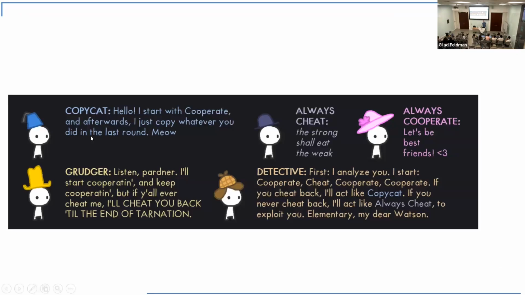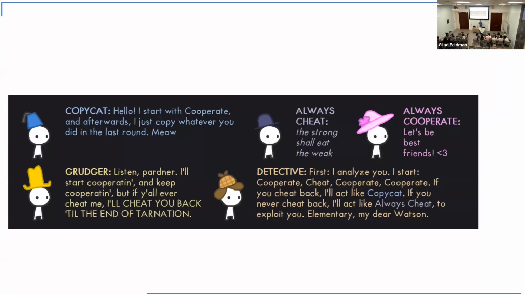Is it going to be the copycat? If they cooperate, I cooperate. If they defect, I defect. Is it they always cheat, they always cooperate, the grudger, or the detective? The further you go, it's about 25 minutes, the more characters you'll get to know. Then you'll see the iterations and what happens when you have different characters in your society, and whether you're able or not able to have trust, and what kind of character ends up dominating society.